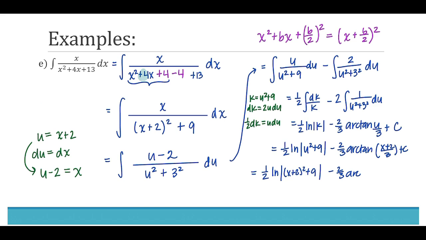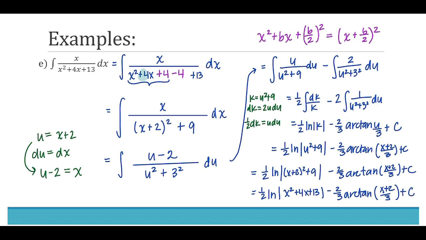So that same thing I'm just going to write down here again, as now my answer is all in terms of the variable x. And here we could multiply all of this out, and you'll notice that it's the same thing as the original denominator, x plus 2 squared plus 9. Look, that is just the original denominator over here. So we can have 1/2 natural log of the x squared plus 4x plus 13 we started with, minus 2 over 3 arctangent of x plus 2 over 3 plus c as our final answer.